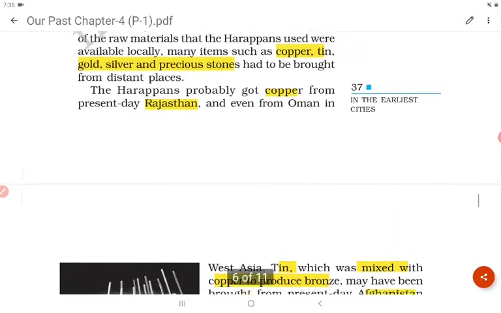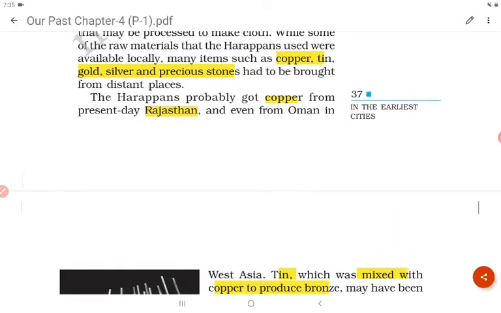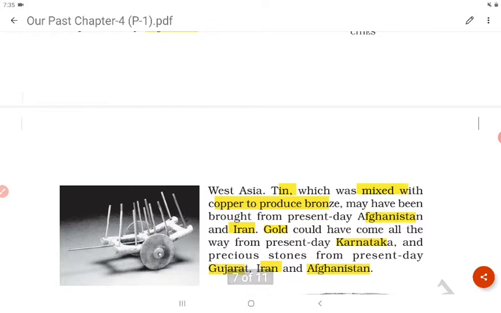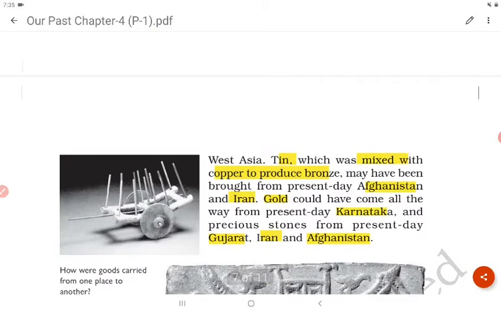So let's see. Copper from present-day Rajasthan and even from Oman in West Asia. Tin, which was mixed with copper to produce bronze, may have been brought from present-day Afghanistan and Iran. Gold could have come all the way from present-day Karnataka, and precious stones from present-day Gujarat, Iran, and Afghanistan.